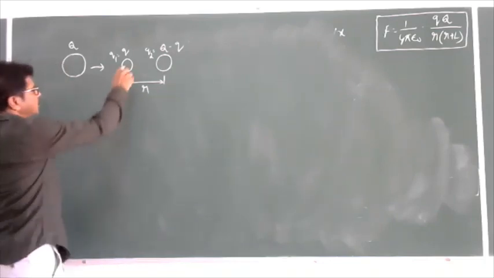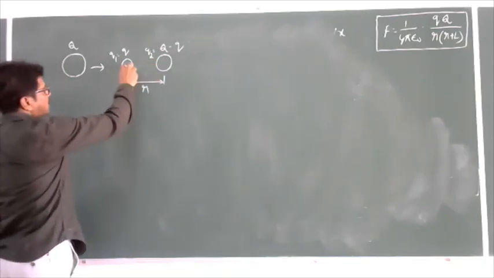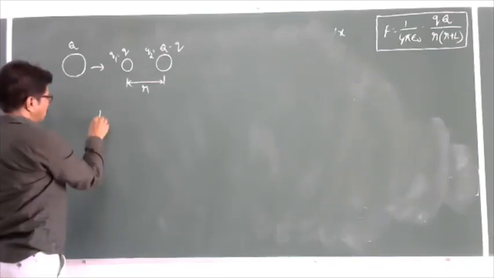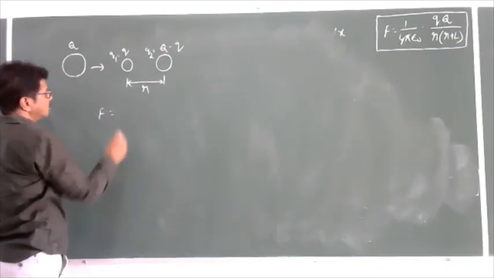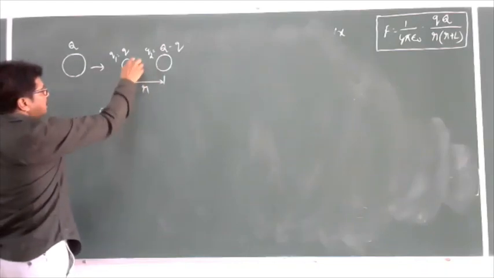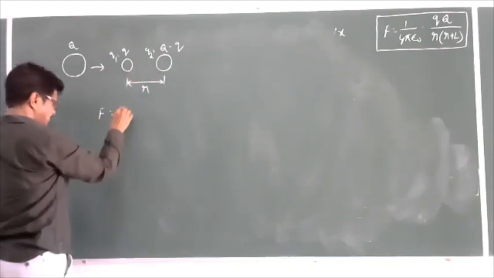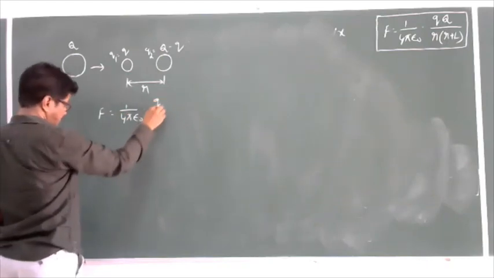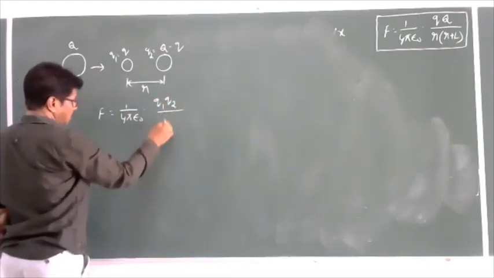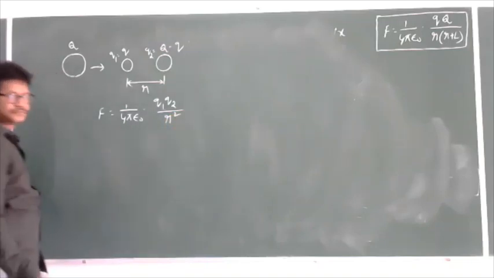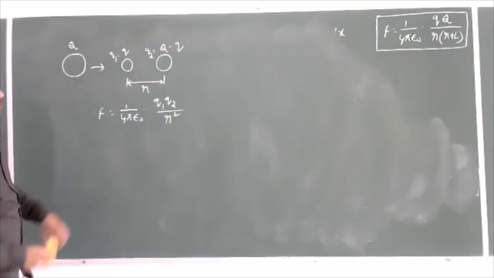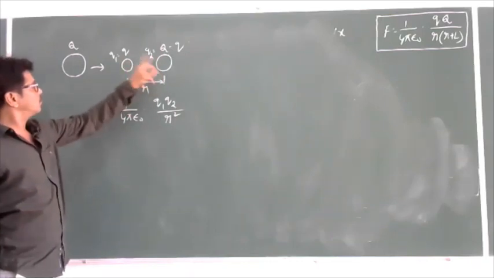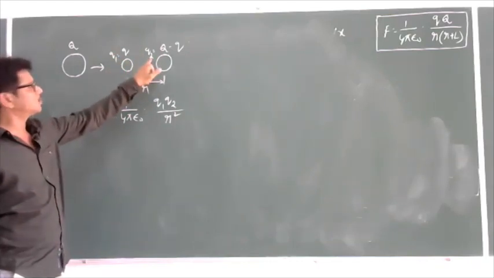Whenever two charges are separated by a certain distance, obviously there will be electrostatic force. Here the medium is constant. Otherwise I will write one more: F equals 1 by 4 pi epsilon naught, Q1 Q2 by R square. Here what is asked is, to experience the maximum force, what should be the value of Q1 and what should be the value of Q2.